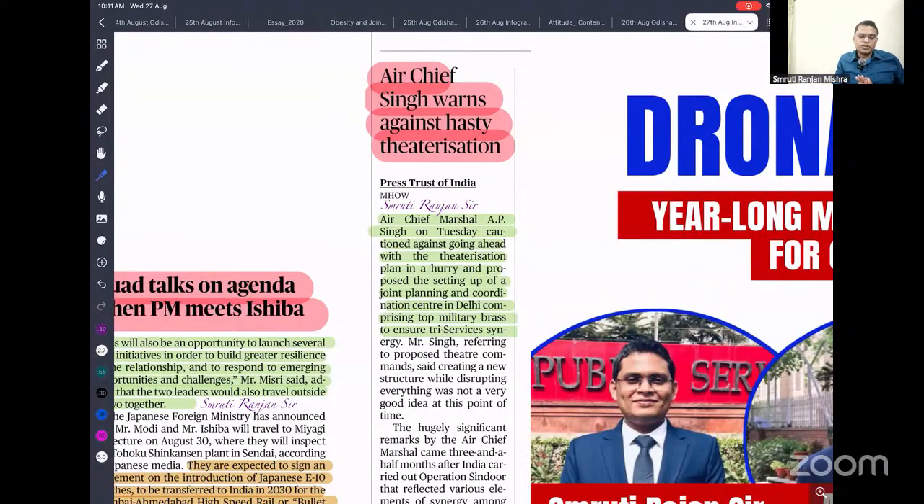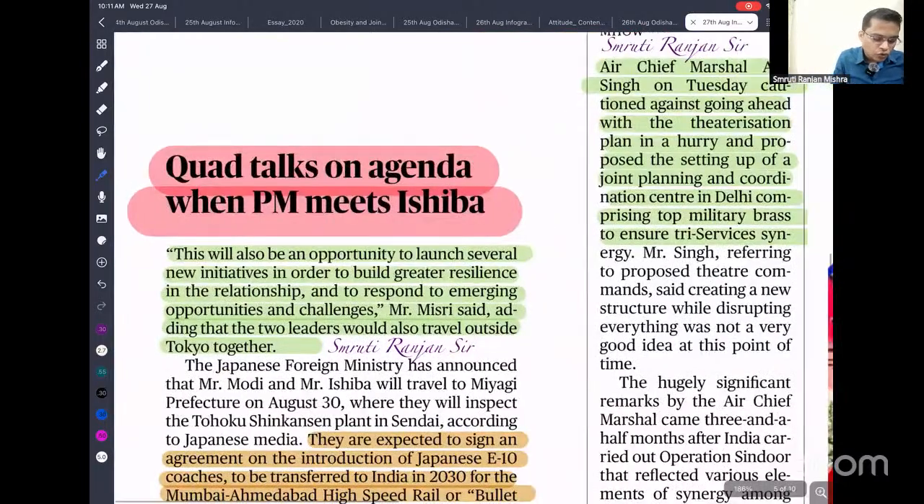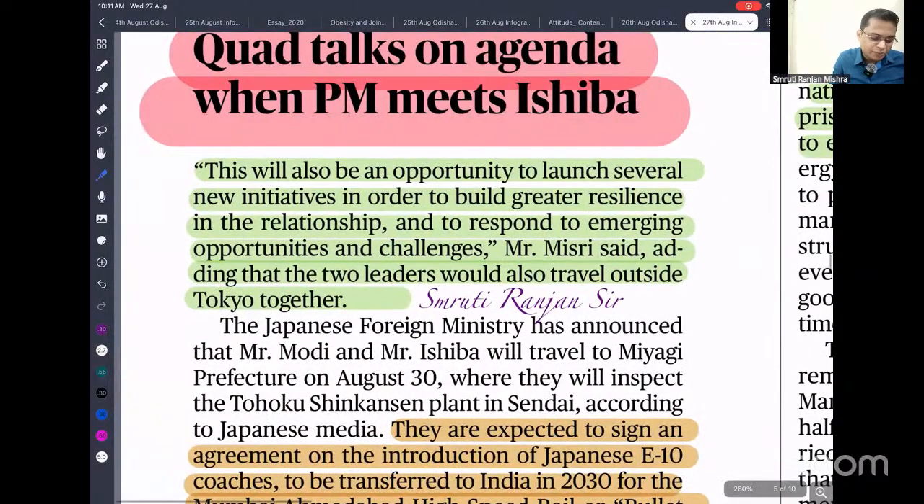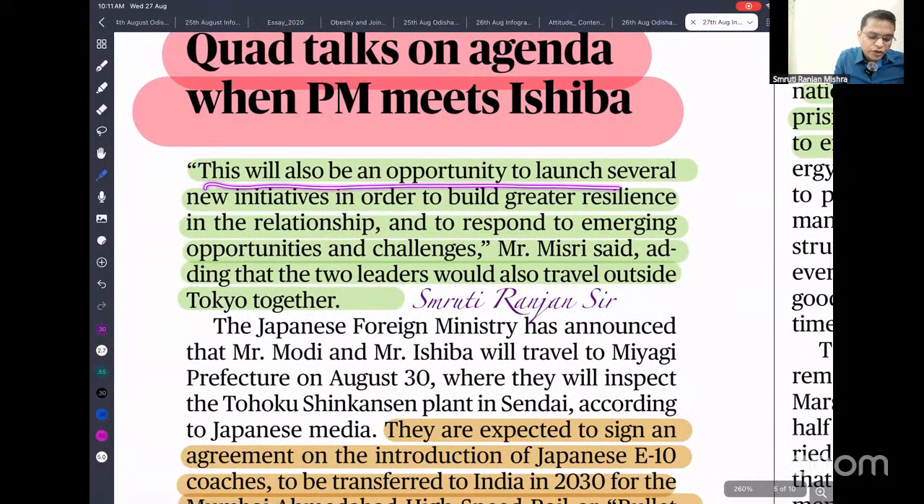So during Operation Sindoor we have seen how the theaterization and joint command helped bring Pakistan to its knees within very few hours. So Quad talks are on the agenda when the Prime Minister meets the Japanese Prime Minister. This will be an opportunity to launch several new initiatives in order to build greater resilience in the relationship and respond to the emerging opportunities and challenges.